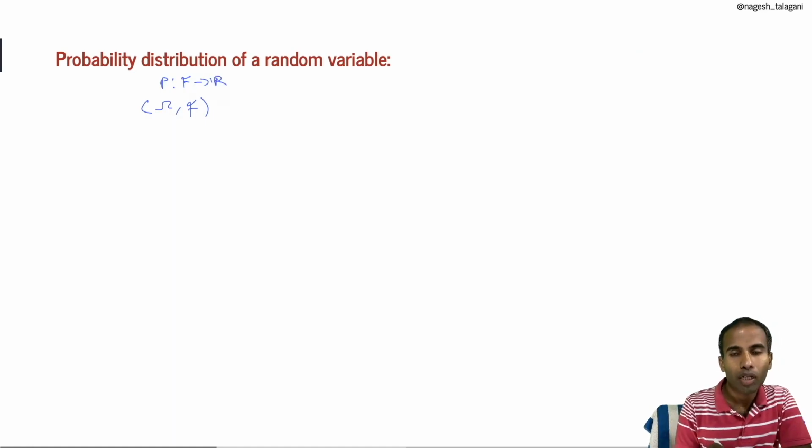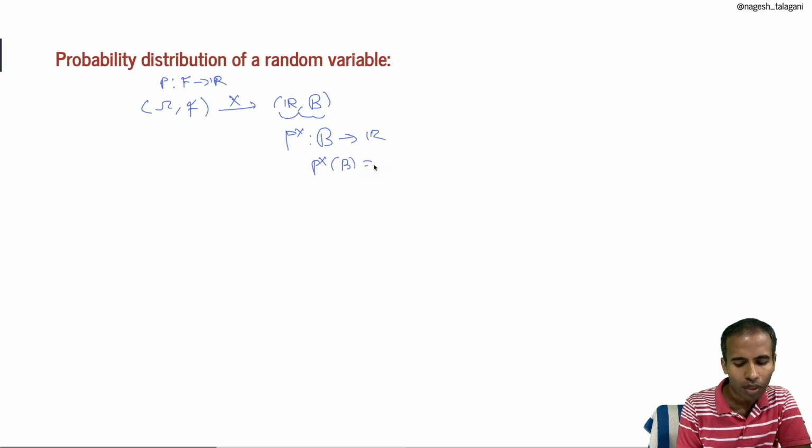Using a random variable, we quantify each outcome with a real number. So that will give us a new target space R and the Borel sigma field as the event space. Once we have a random variable, each event of interest is described using Borel sets. So we want to have a probability structure on this space. We want to come up with a probability function Px from this Borel sigma field to R. So we should be able to assign Px of B for all Borel sets.